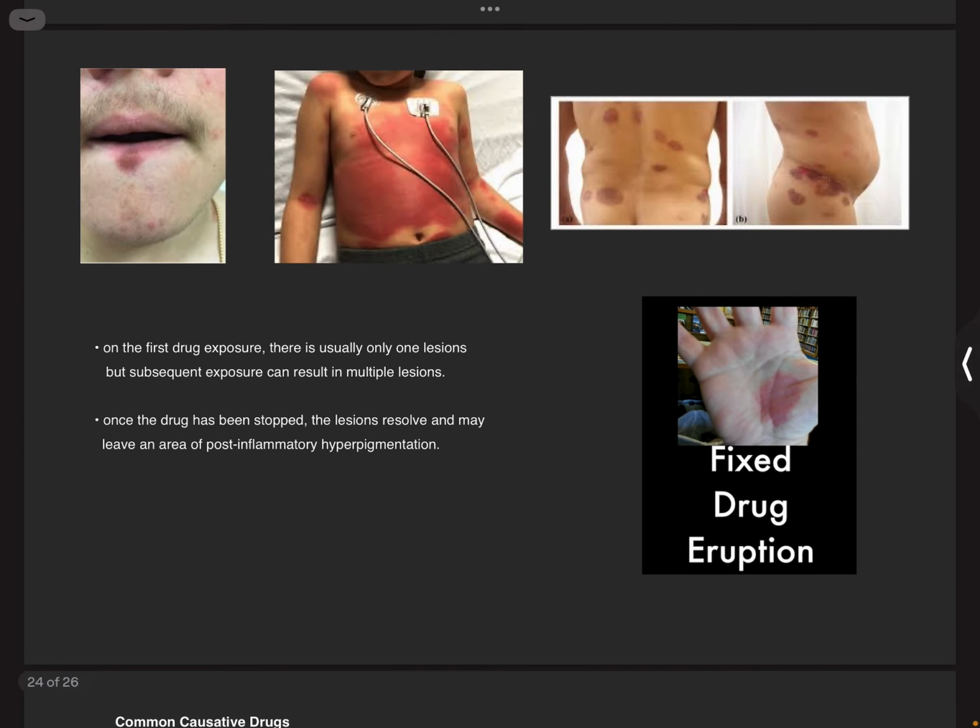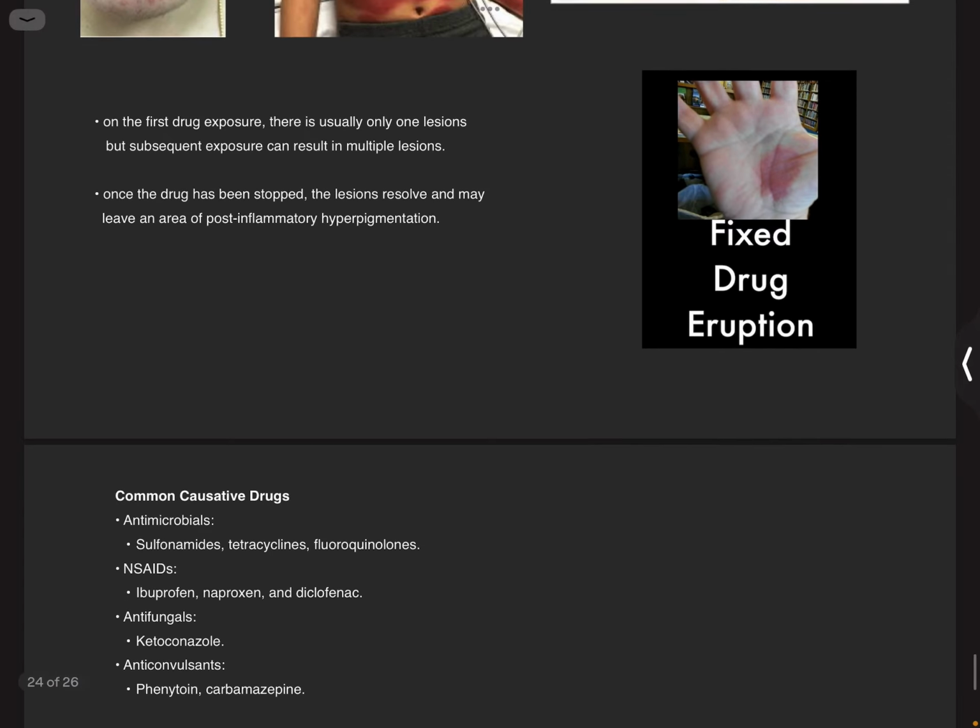On the first drug exposure, there is usually only one lesion, but subsequent exposure can result in multiple lesions. Once the drug has been stopped, the lesion resolves and may leave an area of post-inflammatory hyperpigmentation.